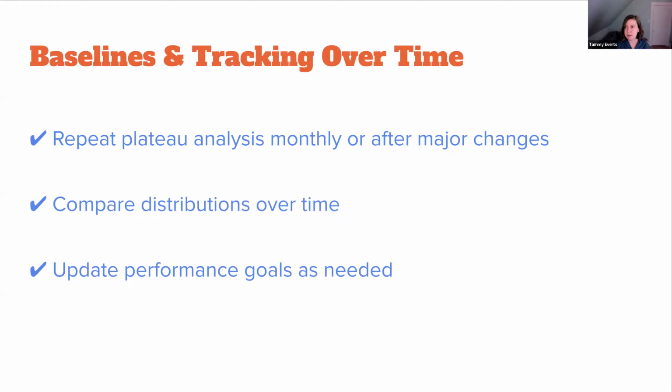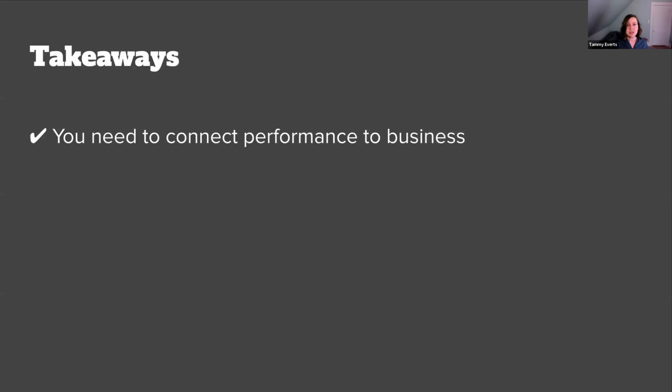So perhaps on a monthly basis, but as you see changes, make sure that you're keeping your goals up to date. Your takeaways: especially these days, you really need to connect performance to business. If you want to have bigger conversations outside your team, if you want to get your higher-ups to grow your performance team, ideally, to keep investing in the tools that you need and giving you the time that you need, you need to connect performance to business outcomes.